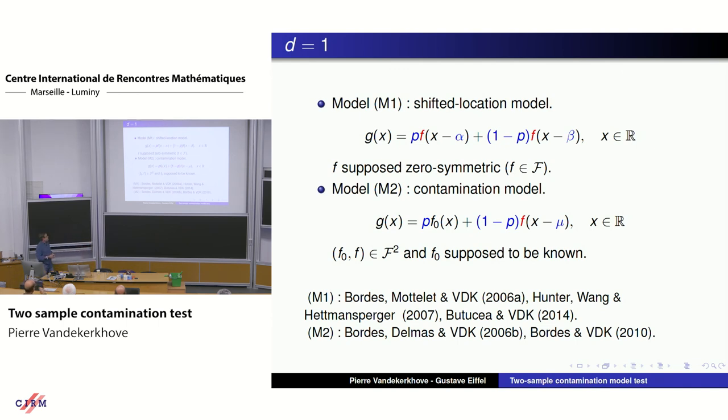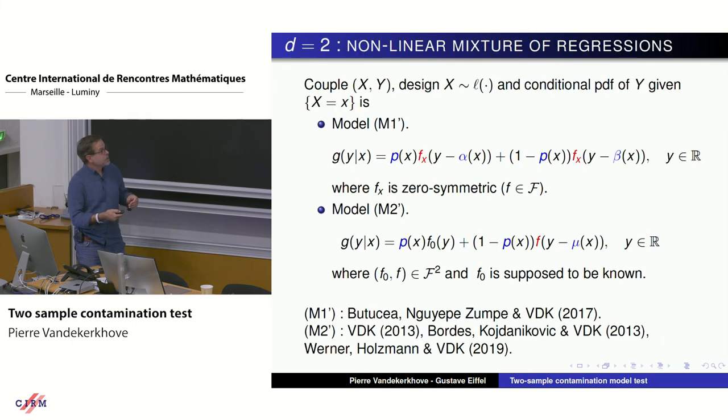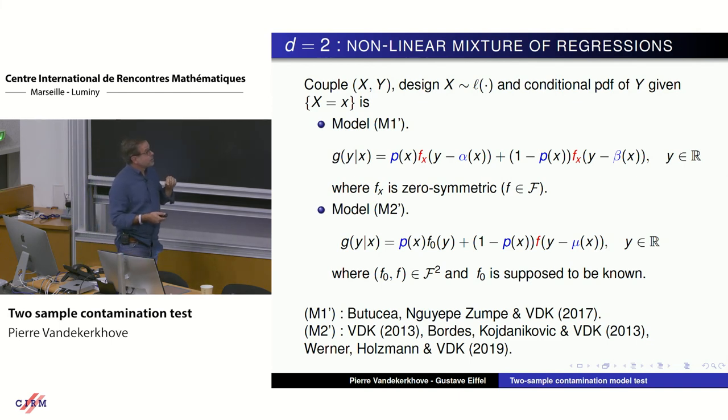So this is progress in the literature of mixture models. Even if the models are very simple, you can do things much more flexibly than in the parametric case. We also extended our models in dimension 2, to non-linear mixture of regression models. You can consider covariates here.